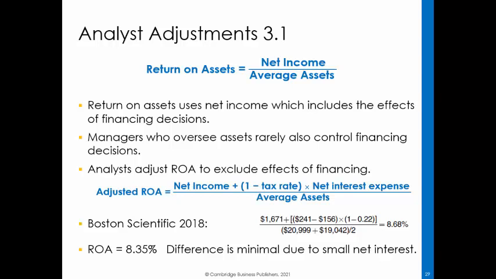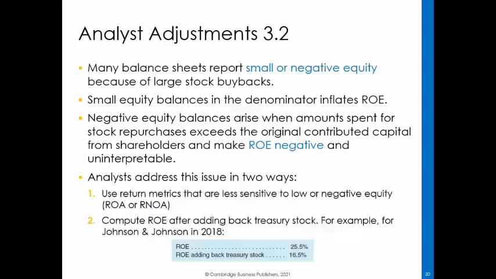which is slightly higher than the ROA calculated previously of 8.35%. Note that the tax rate used in this calculation is the statutory tax rate, which is equal to the federal statutory tax rate plus the state tax rate, net of any federal tax benefits. The adjusted numerator better reflects the company's operating profit as it measures return on assets exclusive of net non-operating expense or income. Another adjustment is made to ROE when equity is near zero or negative.